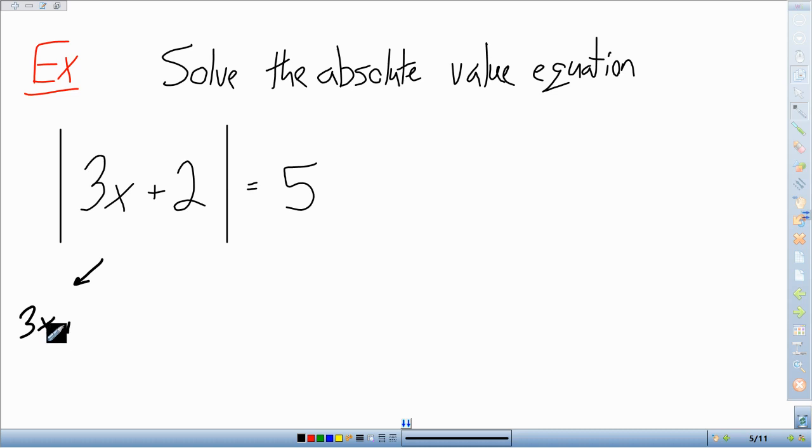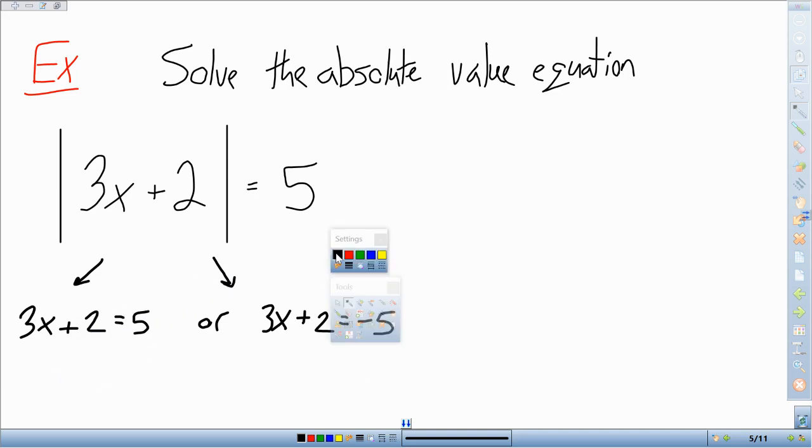So I know that 3x plus 2 can equal a positive 5, or my other arrow, 3x plus 2 can equal a negative 5. Okay, those are my two possibilities. Now I just need to solve them and I can figure out what x equals. All right, so let's start on the left here. Easy math, we've done this a lot, so I'm not going to take too long.